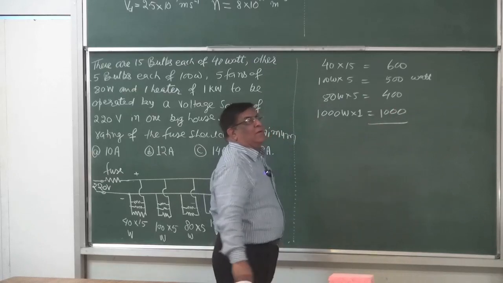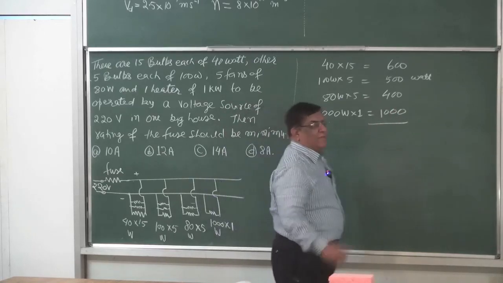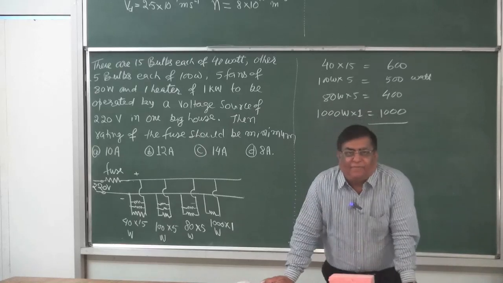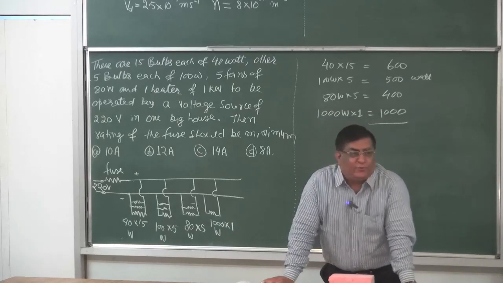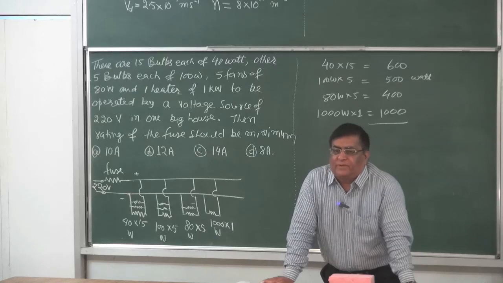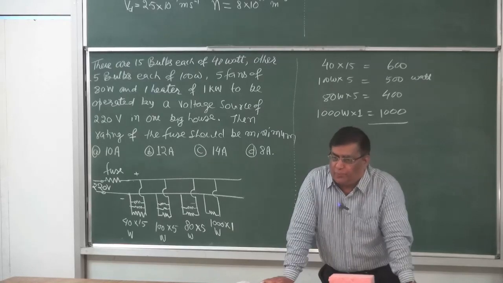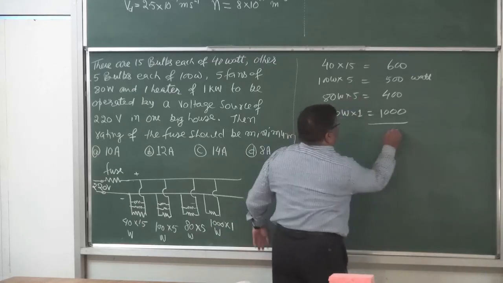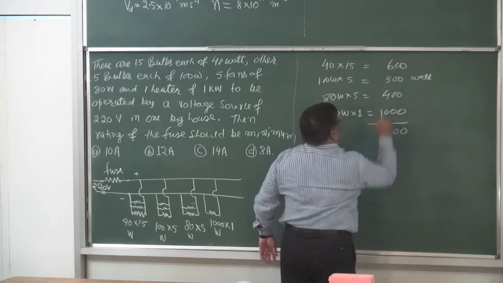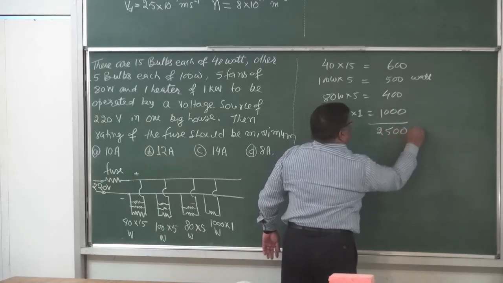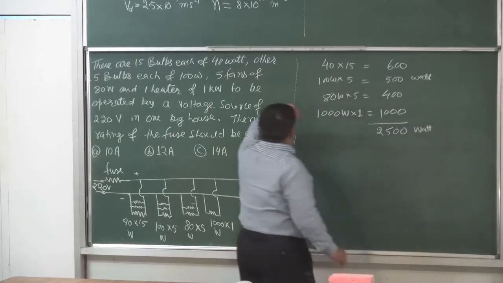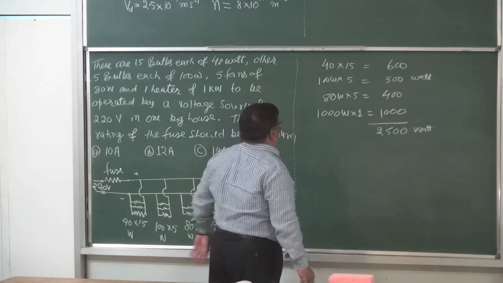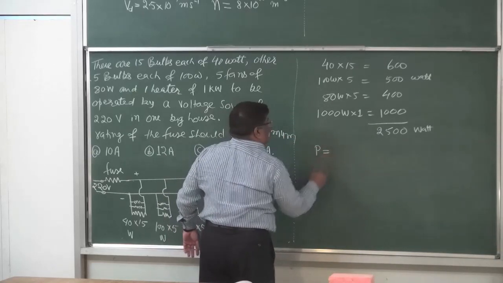How much is the total power required? When they are in parallel, they use their full power according to the rated voltage. If they are connected to the rated voltage, they will use full power. So all of them are using full power. Add it up. This will be 2500 watt.